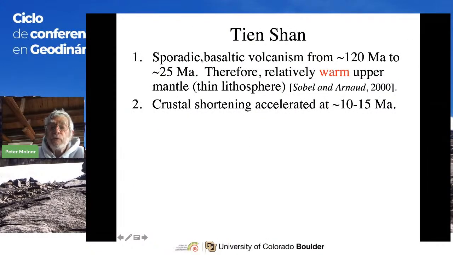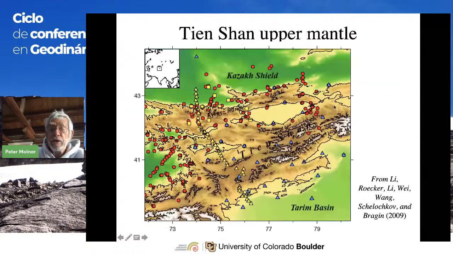In addition, there was sporadic volcanism from 120 million years ago to 25 million years ago. And therefore, the lithosphere was relatively warm. The upper mantle was warm, and so the lithosphere presumably was thin. And then we had this acceleration at 20 or 25, or 10 or 15 million years ago.